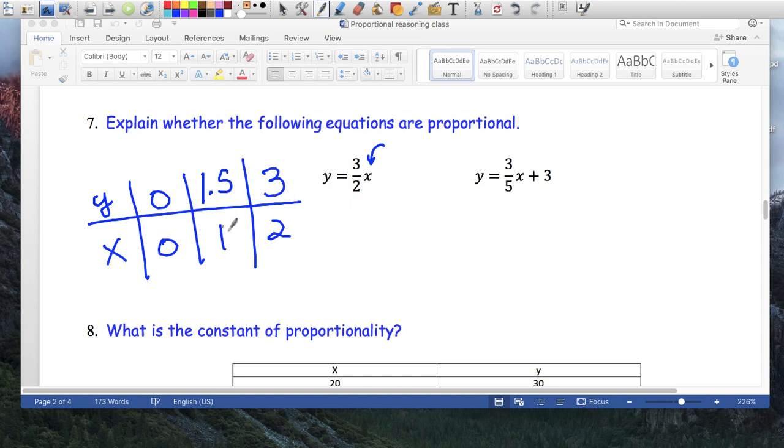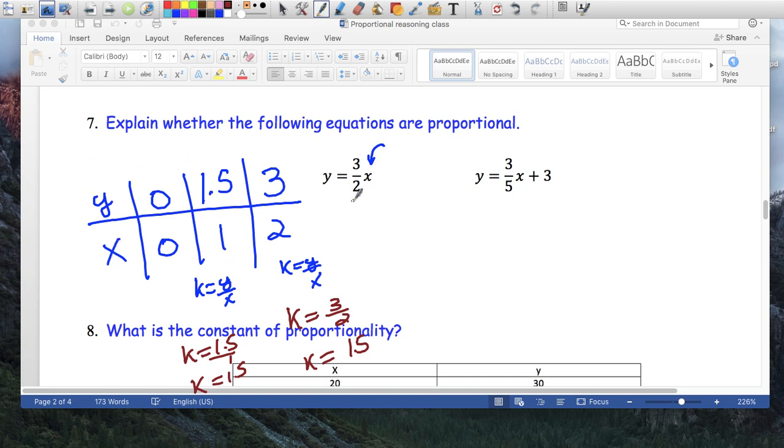So if I were to do k equals y over x for these two, and see if their constant of proportionality is the same. For here, I would get k equals y, which is 1.5 over 1, which is just 1.5. So the constant of proportionality of these two is 1.5. And over here, I would do the same thing, k equals 3 over 2, and we can change that to 1.5 as well. So you know that the constant of proportionality is also the same. Therefore, this is a proportional equation.